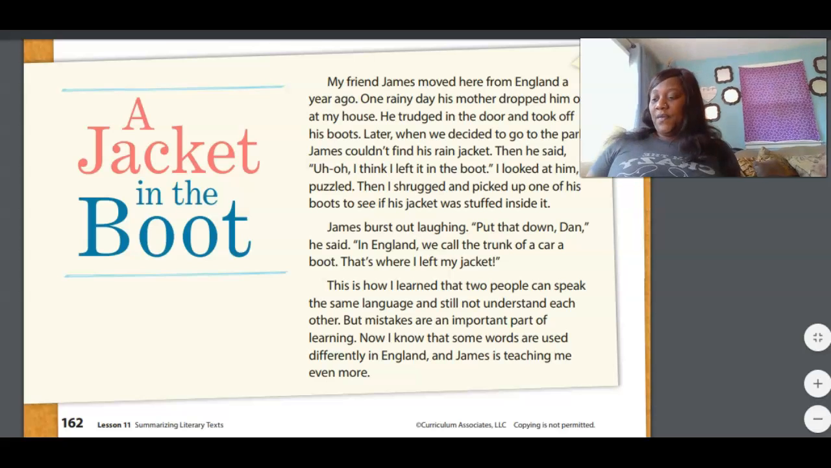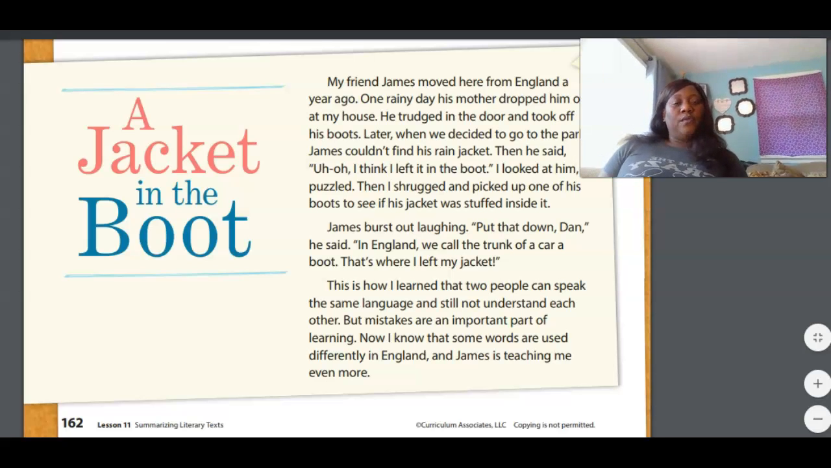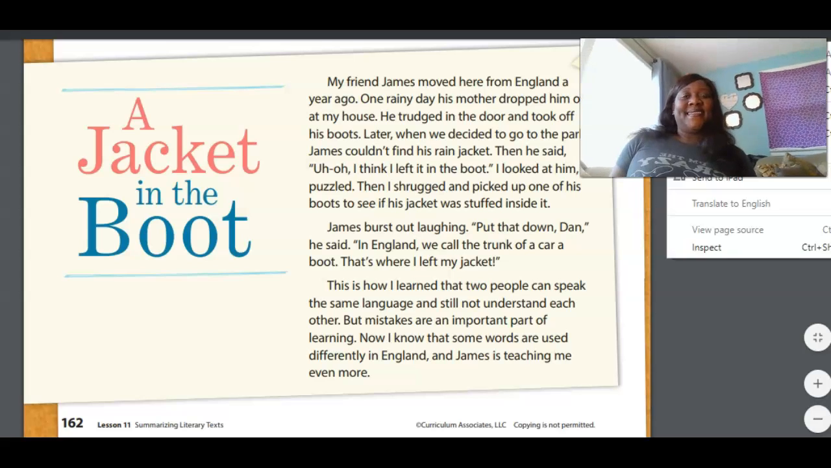All right, so what are we going to be looking at? We're going to read back through this one more time, and then we're going to get started with our graphic organizer.